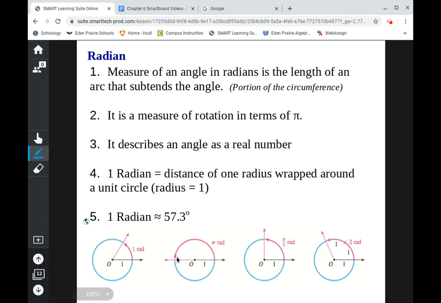Halfway around the circle is pi. A quarter way around the circle is pi over 2. And if you look right here, you will see that this is 2 radians, which represents one length of the radius and a second length of the radius.